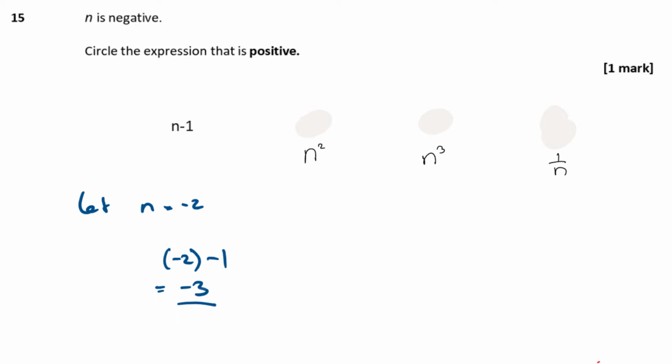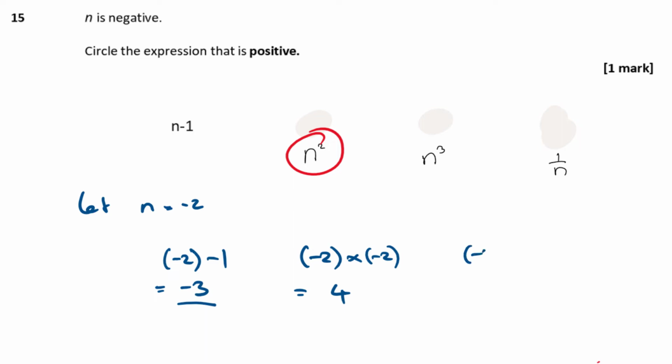Now if I've got n squared, that's going to be -2 times -2, isn't it? Now negative times negative is positive, and 2 times 2 is 4, so that's +4. So that one is positive. So I think that one is the answer. But let's just double check the other two.